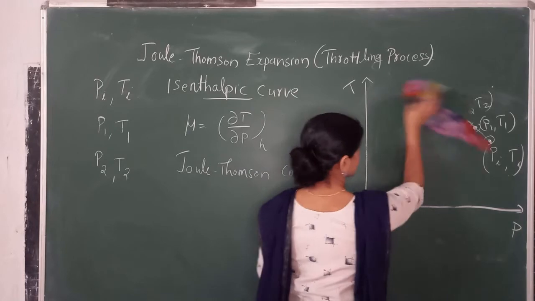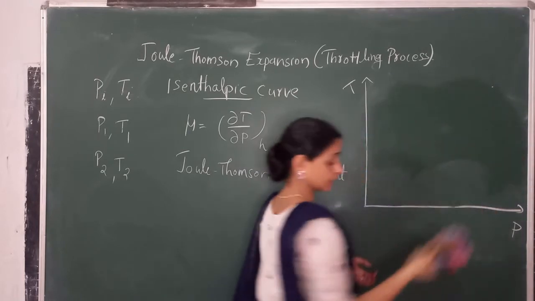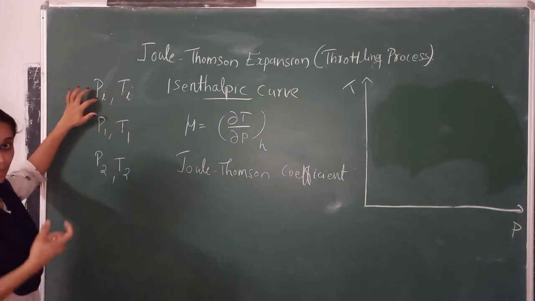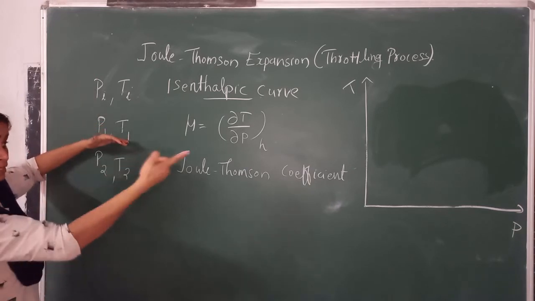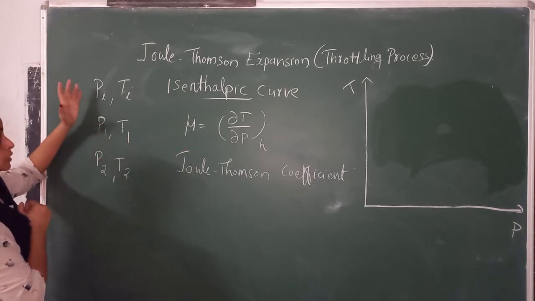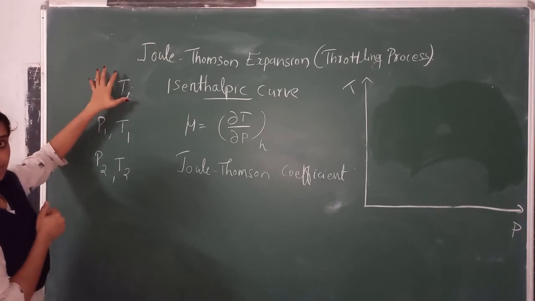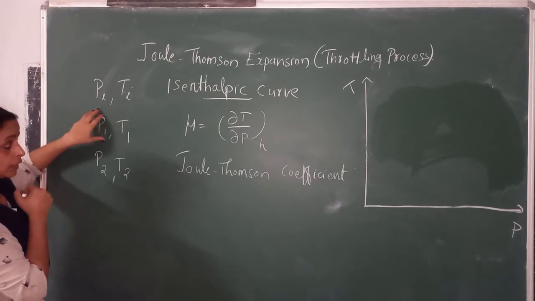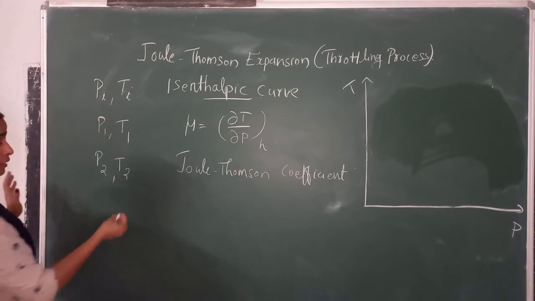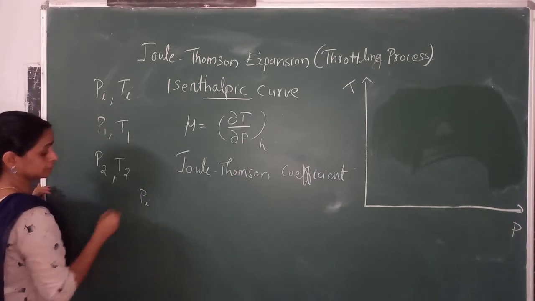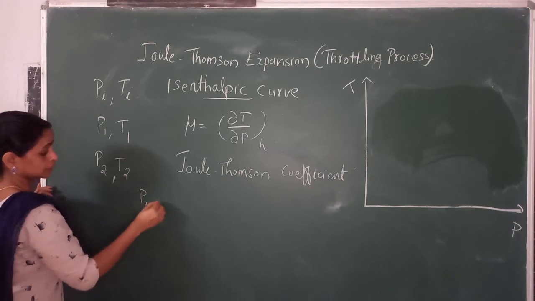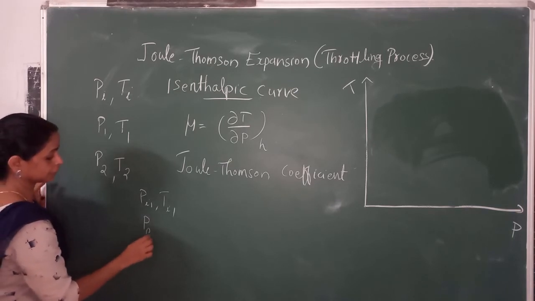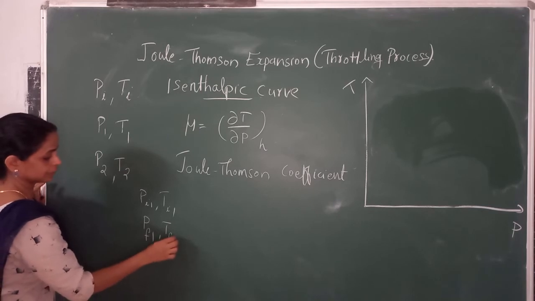We can draw a large number of such curves for any gas. If we change the initial pressure value to some other value, then the P1, T1 may not be the same. Depending upon the initial pressure and temperature, if we fix the next pressure P1, then the T1 may vary. Like the initial pressure is some PI1, then the temperature is some TI1. Then the final pressure is PF1 and the temperature is some TF1.